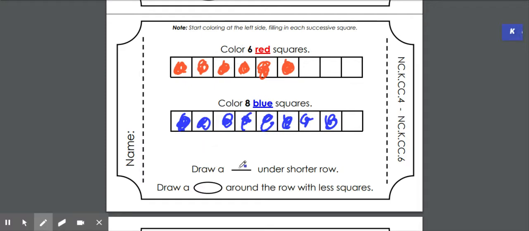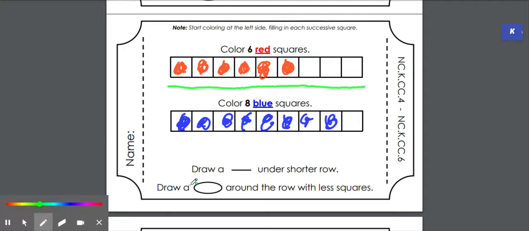Now it says to draw a line under the shorter row. So let's look at our row of cubes here. I have 6 and 8. Which row is shorter? 6. The row of 6 is shorter. So I'm going to draw a green line under the row of 6.